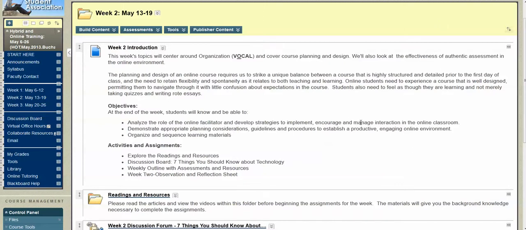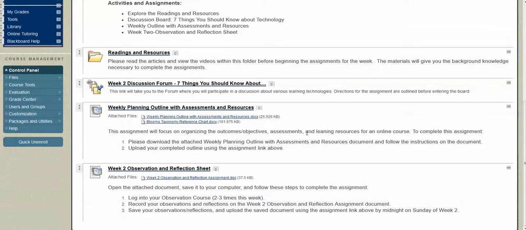Activities and assignments for this week include readings and resources, a discussion board post, creating a weekly outline for an online course, and the week 2 observation sheet. Let's look more closely at the weekly planning outline with assessments and resources assignment.